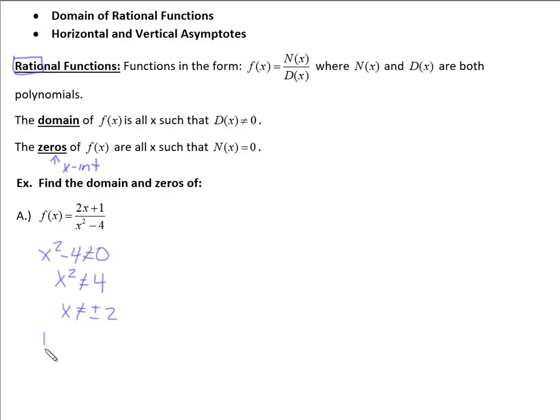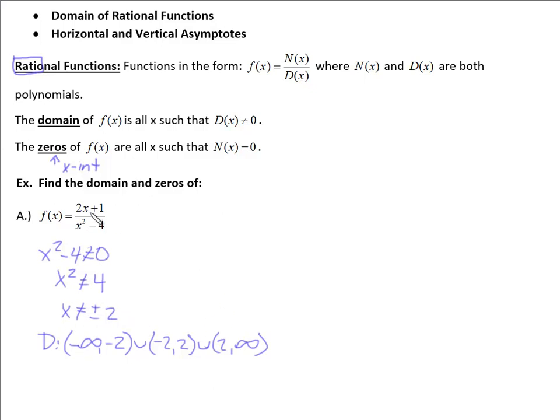If we write that in interval notation, my domain would go from negative infinity to negative 2, non-inclusive because it can't equal that value. Then we can go from negative 2 up to positive 2, non-inclusive. And then we can go from positive 2 to infinity. Unfortunately, when you write it this way, it's a big, long, ugly way of writing the domain. Otherwise, you can just say it's all real numbers as long as x does not equal positive or negative 2.